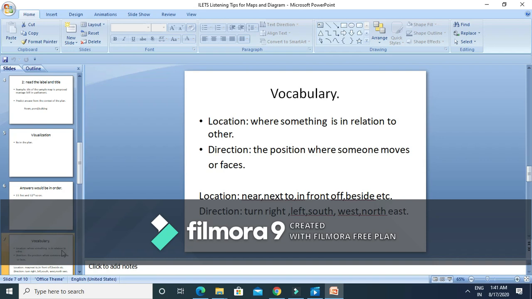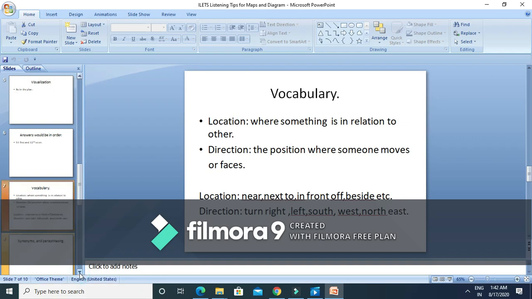And direction means the position where someone moves or faces. For example, you have to listen for turn right, then you have to turn right, turn left, south, northeast. Very important to familiarize yourself with the given vocabulary of this section, maps and planning questions. Because once you familiarize yourself, it would be very easy for you to solve these sort of questions, right?